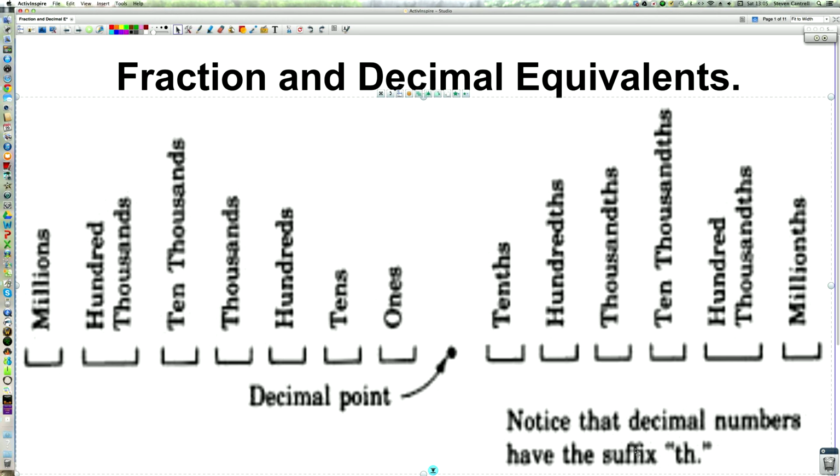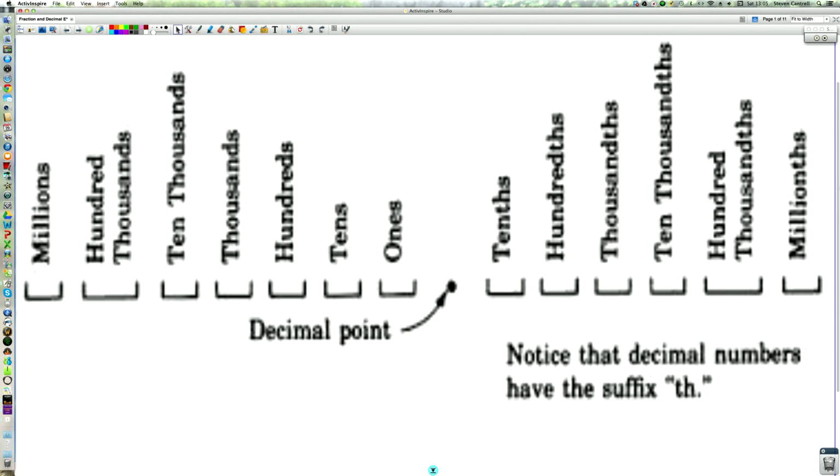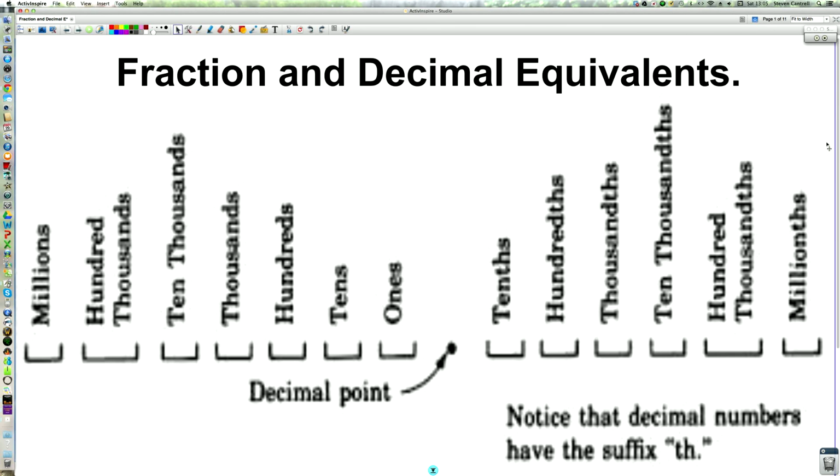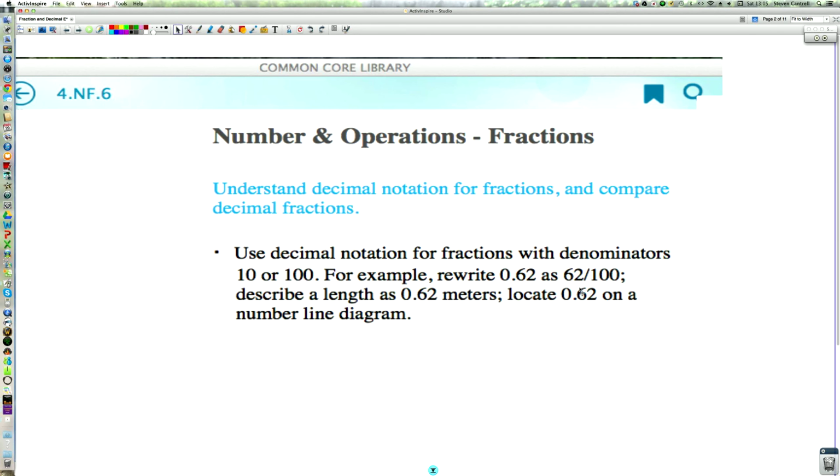And as my little note down here says, notice that the decimal places have the suffix "th." All of them do: tenths, hundredths, millionths. So that's one way to know whether we're talking about more than or less than one whole. Okay, we're going to move on to the lesson now.